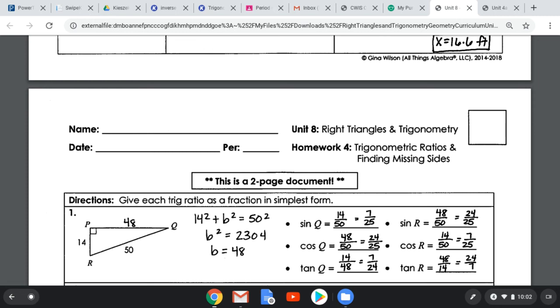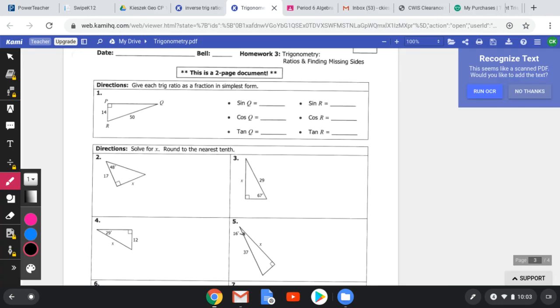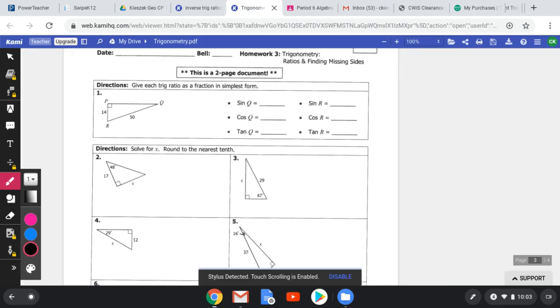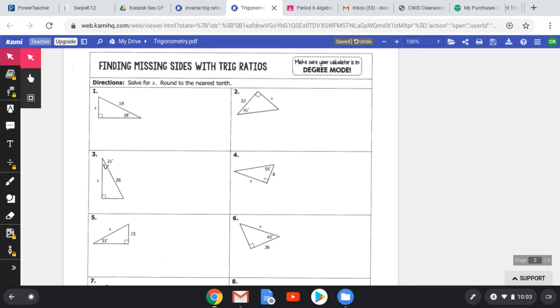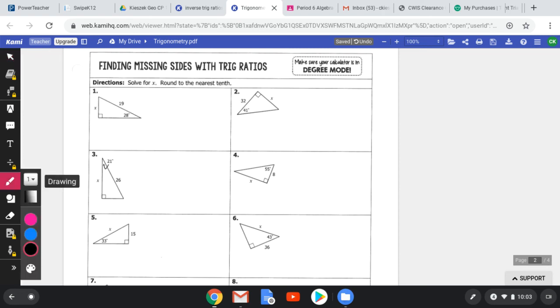Alright, so what we're going to be doing here is going to be looking at how we find missing sides with these different trig ratios. So if I look here in number one, for example, what you want to do is relate the sides that are given to the angle that's given. You still have to look at the 90 degrees. You can't just ignore it, but you're going to look at the angle that's given. So what is x in relation to 28? Well, that would be the opposite side.